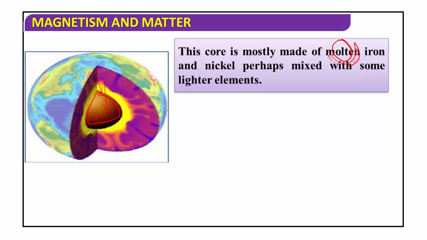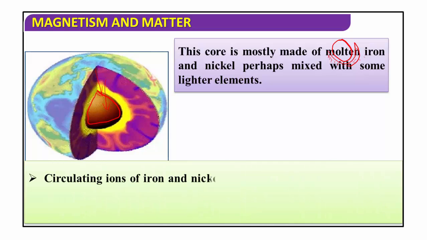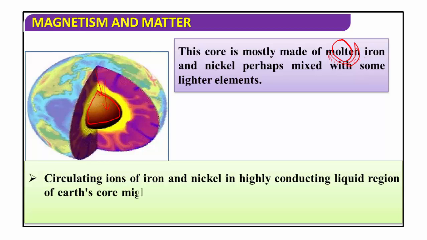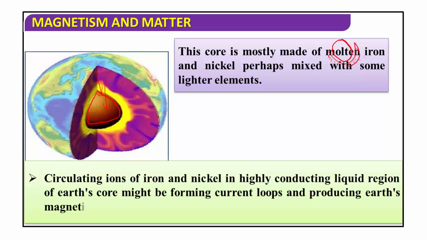The most abundant materials are molten iron and nickel, perhaps mixed with some lighter elements. Circulating ions of iron and nickel in the highly conducting liquid region of the earth's core might be forming current loops and producing the earth's magnetism.